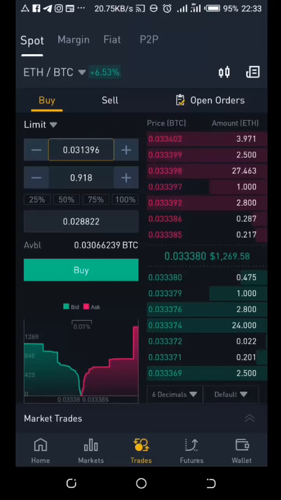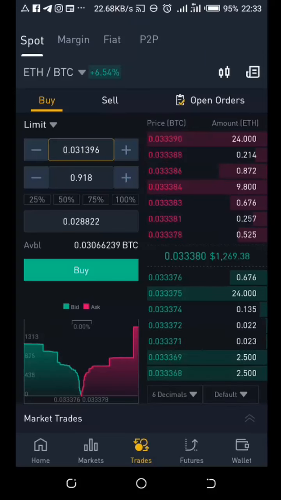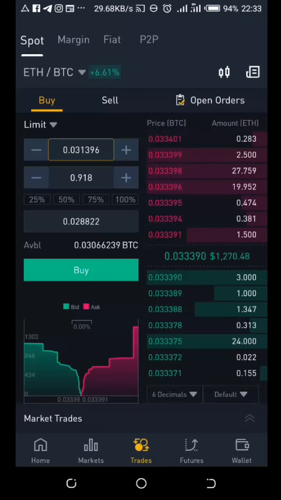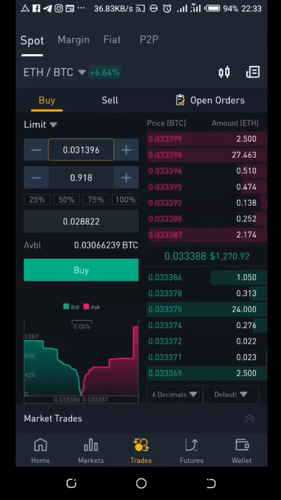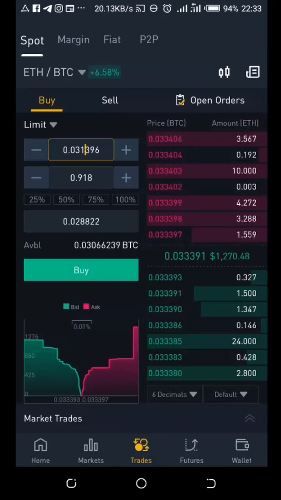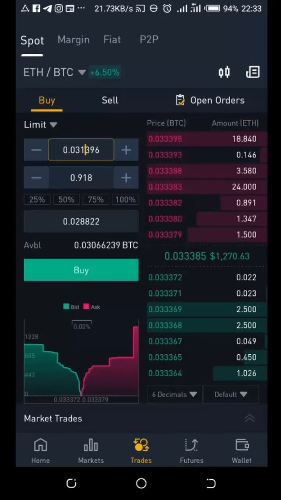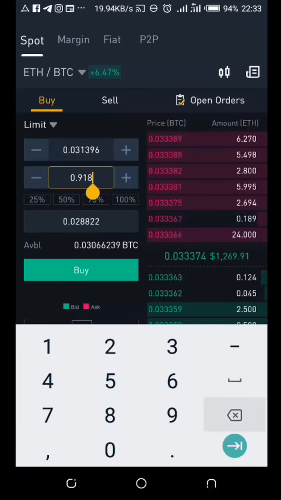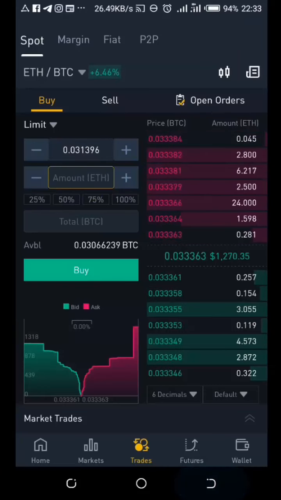Okay, so now it is actually lower than the market price. If you look, the market price is 0.033386 and it keeps changing. Then we say whenever the price of Ethereum in BTC goes below or at exactly 0.231396, then we are going to buy. So let us put the amount of ETH we want to buy.